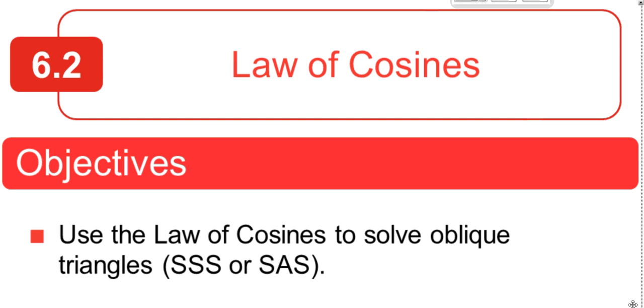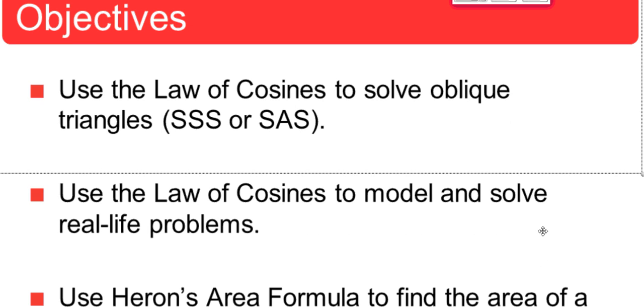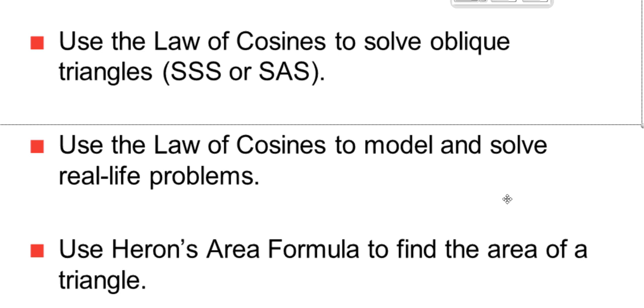This is a recording for pre-calculus, and this is section 6.2, the law of cosines. Our objectives are that we want to be able to use the law of cosines to solve oblique triangles where we know three sides, or side-angle-side, two sides and an included angle. We also want to use the law of cosines to model and solve real-life problems.